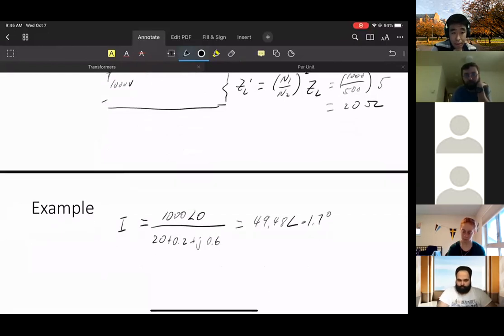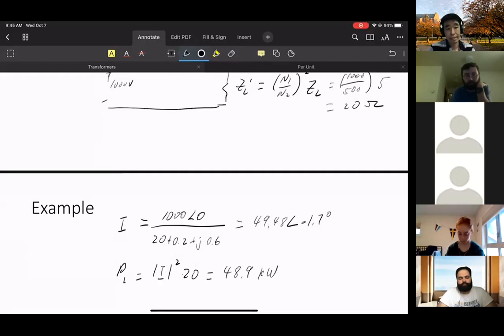Then this is a resistor, so what it does is dissipate active power. The power delivered to the load is I squared times R, so you take the magnitude of the current squared times 20. What we get is 48.9 kilowatts. So this is the power we deliver to the load.